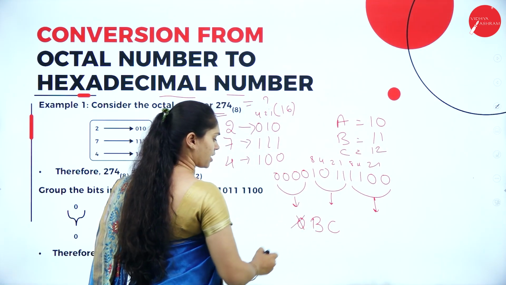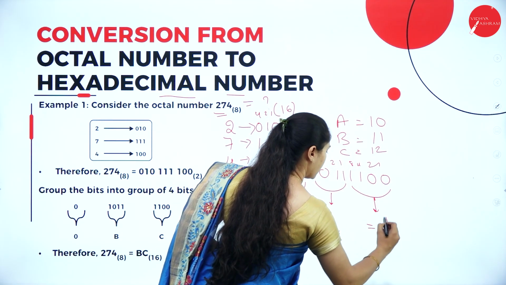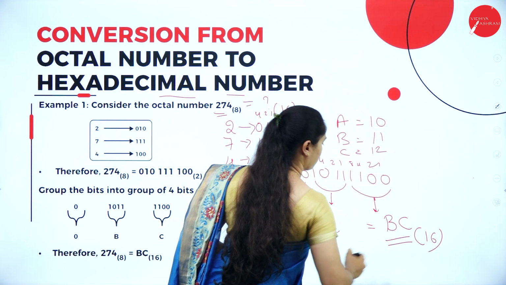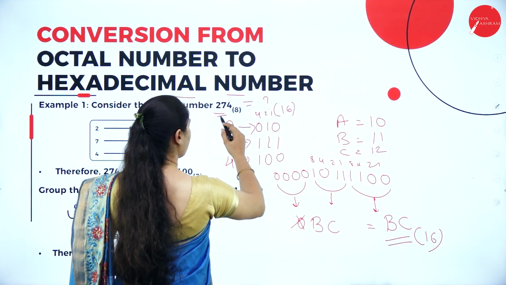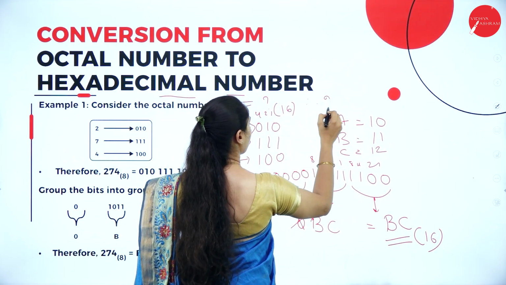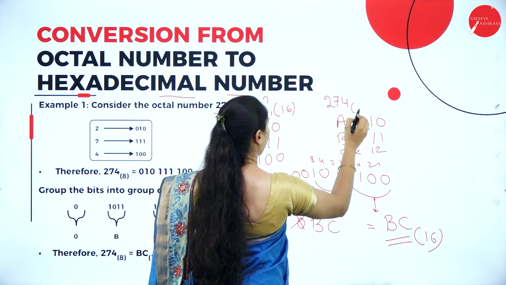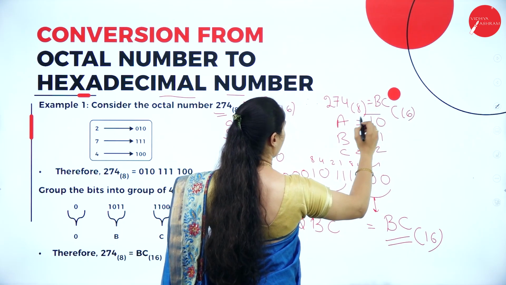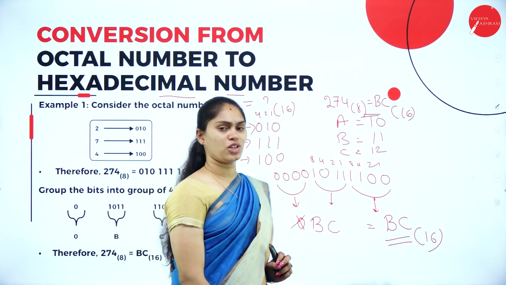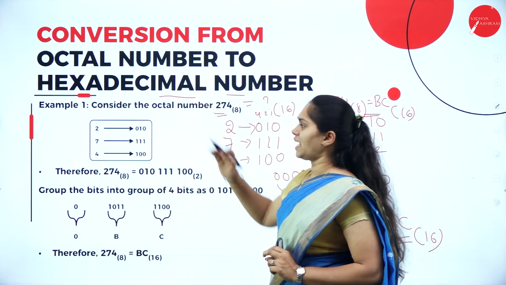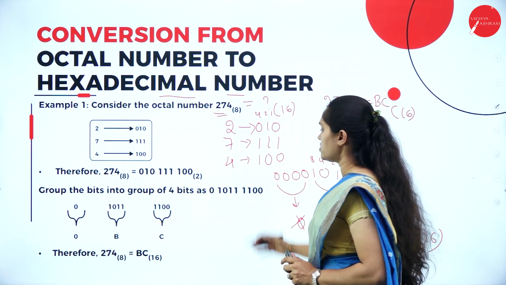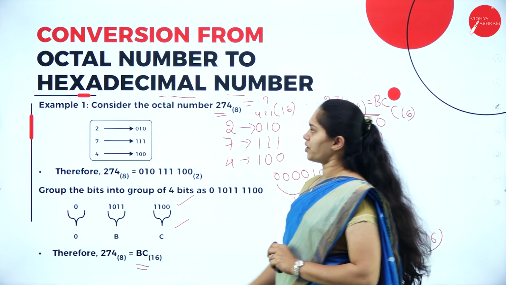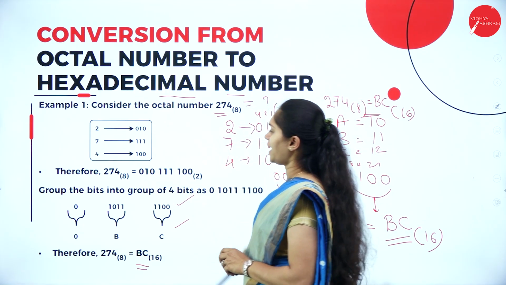So this 0 is negligible here. That's why the equivalent is BC, which is of base 16. Therefore, 274 of base 8 is equal to BC of base 16. Okay. This is how we are going to convert from octal to hexadecimal number. These are the steps I had written here.